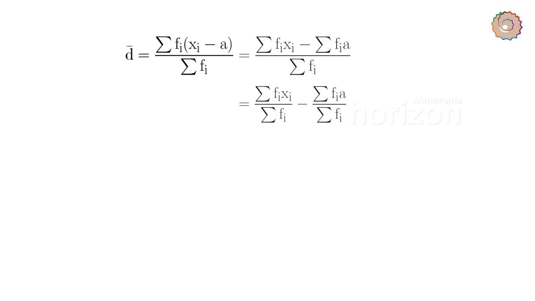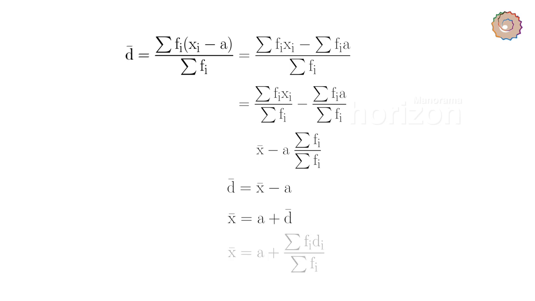Now let's split the equation. D bar is equal to sigma fi xi divided by sigma fi minus sigma fi A divided by sigma fi. We know that sigma fi xi divided by sigma fi can be written as x bar, that is the mean. Therefore, D bar is equal to x bar minus sigma fi A divided by sigma fi. Cancelling out the common numerator and denominator, we get D bar is equal to x bar minus A. Rearranging the equation, we get x bar is equal to A plus D bar.